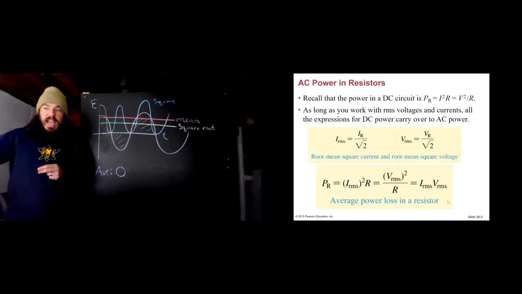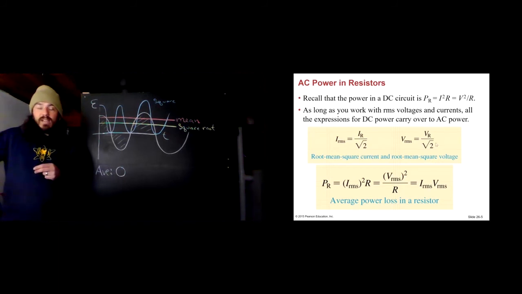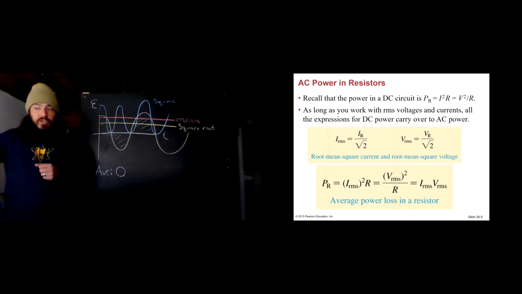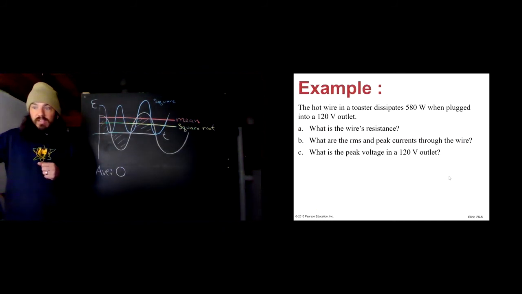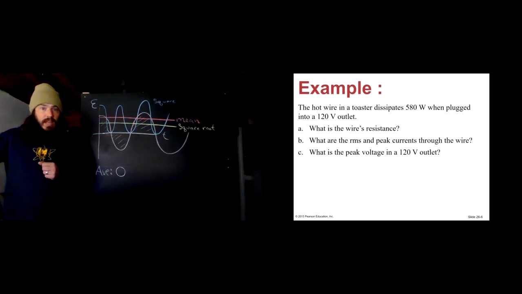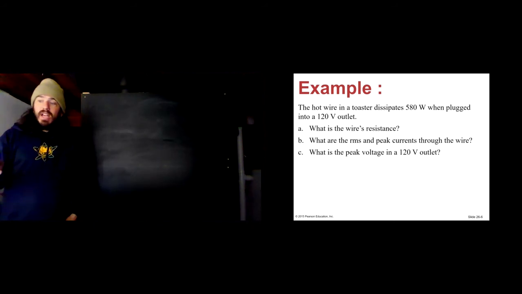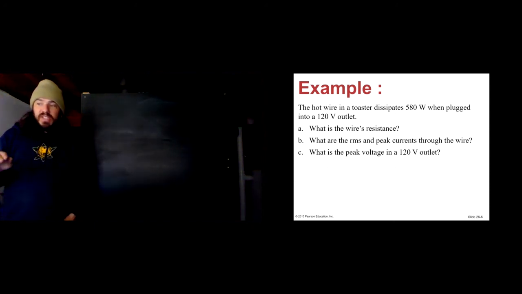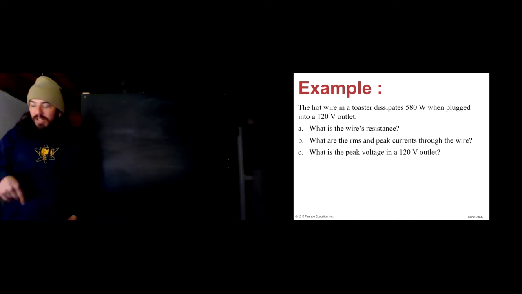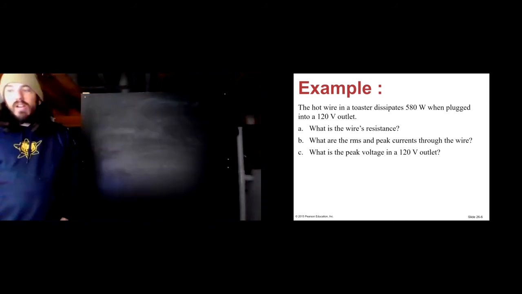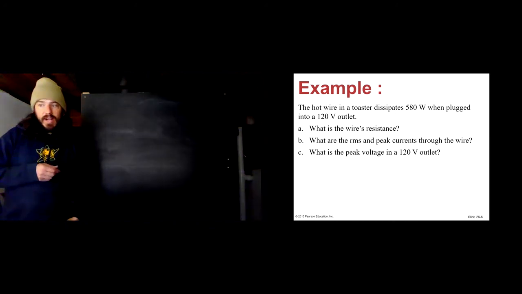And again, the RMS and the peak values are related by this square root of 2. And so, again, we can just use these same equations that we learned for DC as long as we promise to use the RMS values. So, let's do a quick example, and I'll just really quick erase my board. All right, so we have a hot wire in a toaster dissipating 580 watts when plugged into a 120 volt outlet. What is the wire's resistance?